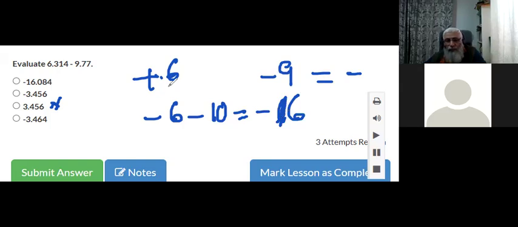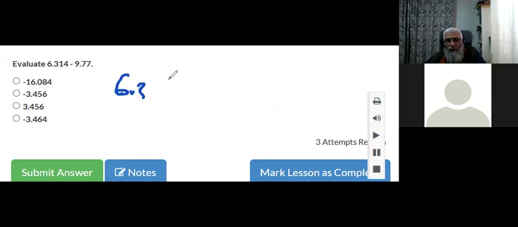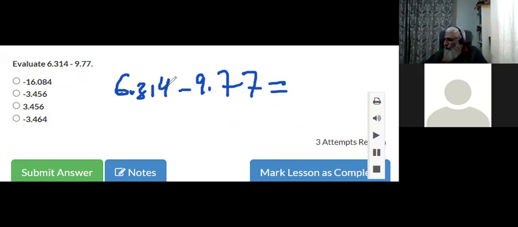So do we have two negative numbers here? Yeah. The problem is what? Read the problem. It is 6.314 minus 9.77. This is a positive number and a negative number. So we add the numbers? Because plus minus is minus.